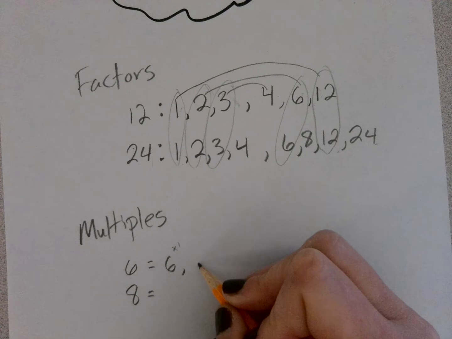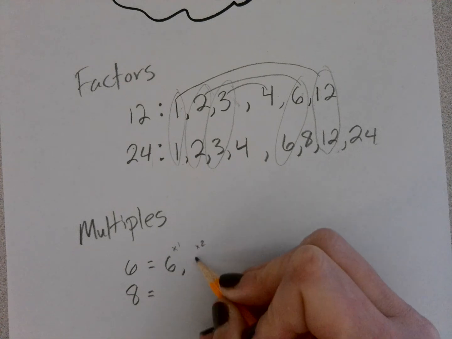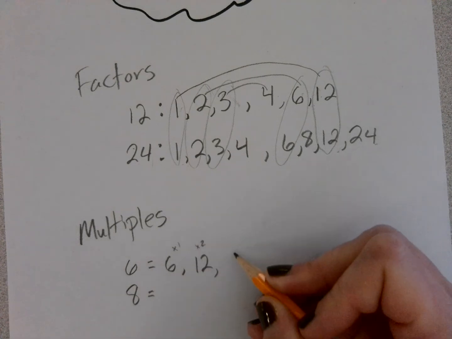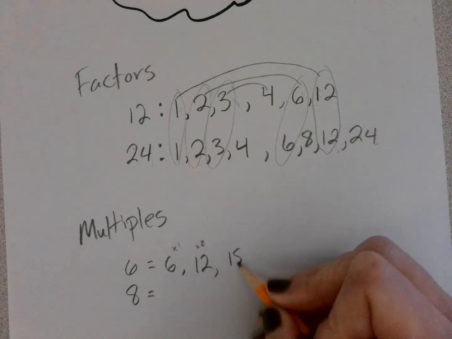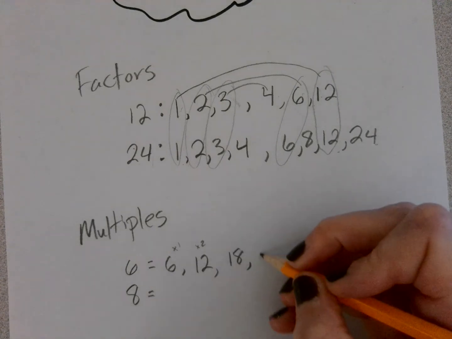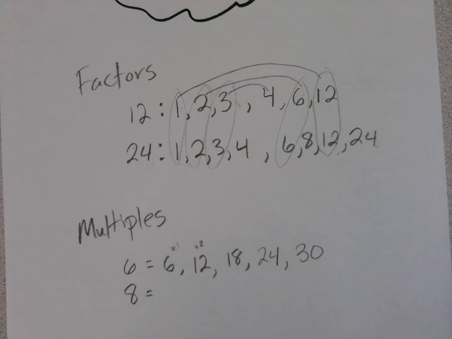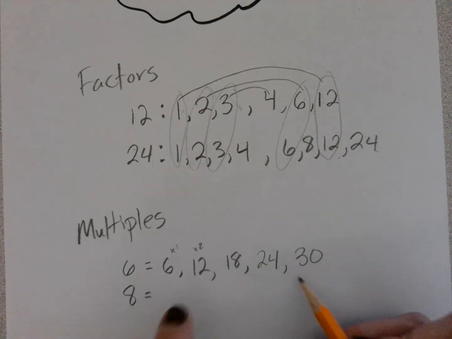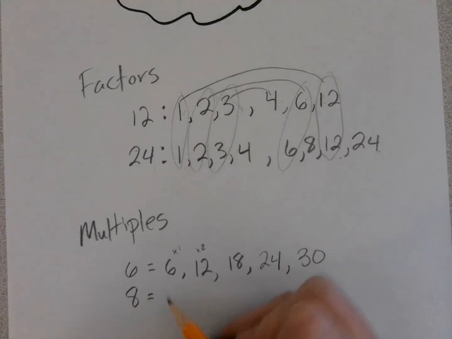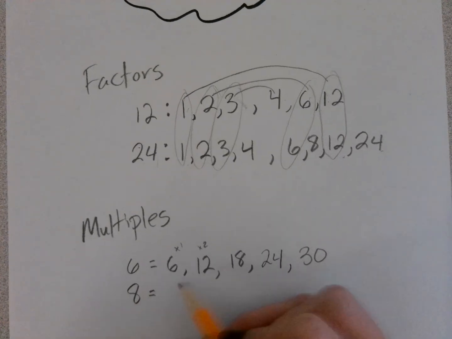And then 6 times 2 is 12. 6 times 3 is 18. 6 times 4 is 24. 6 times 5 is 30. We could go on and on because there's an infinite amount of numbers that we can multiply by 6. But I always like to start with thinking about the first 5. So it's always good to know those basic ones.